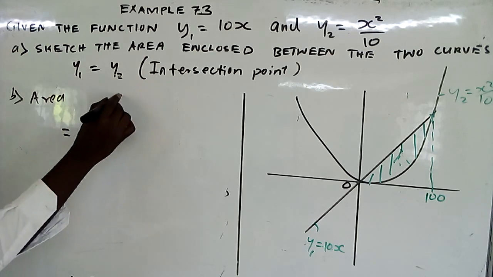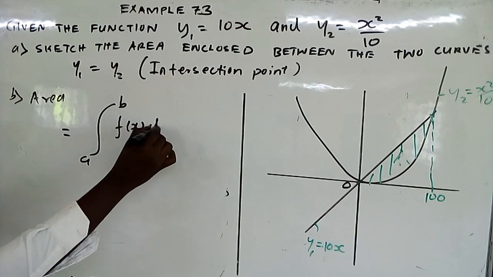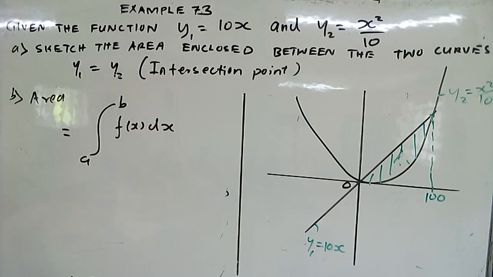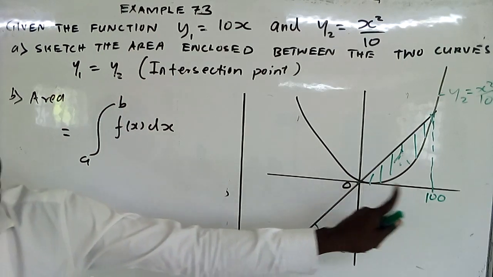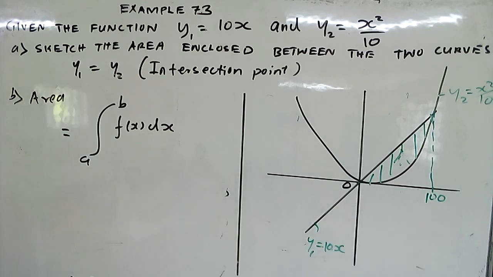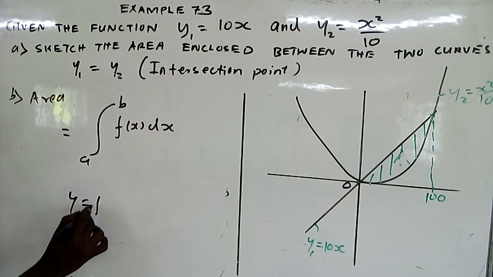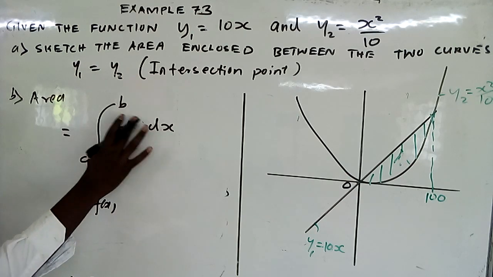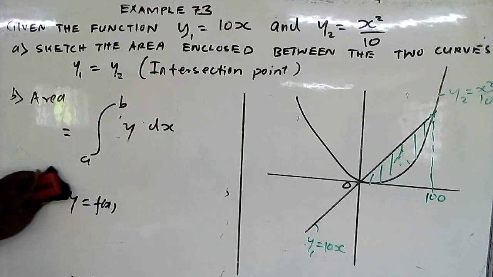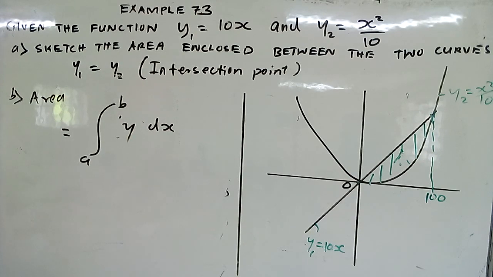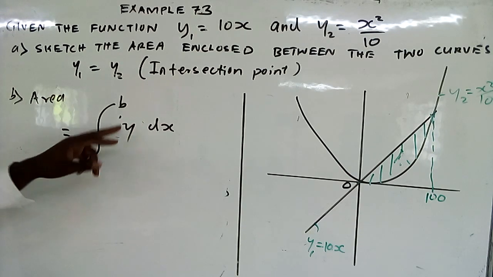We are integrating from a to b of f of x dx, if we are integrating with respect to x. So with respect to x, we are taking the limits of x, meaning the limits of x are 0 to 100. Are we together? Then what is f of x? y is a function of x, meaning f of x is y. So the area is given by the integral of y dx.